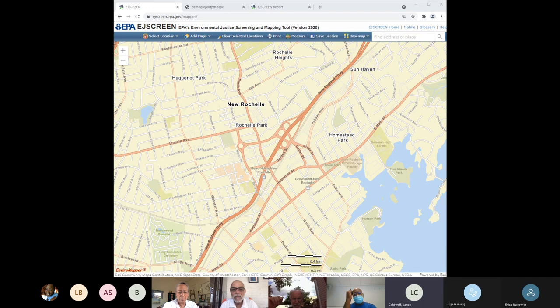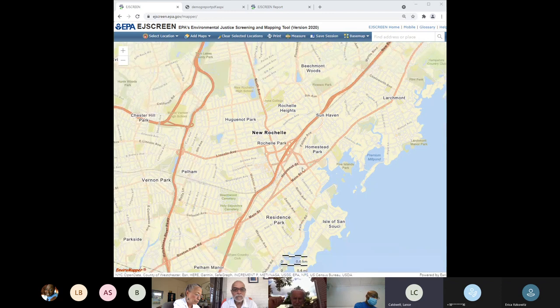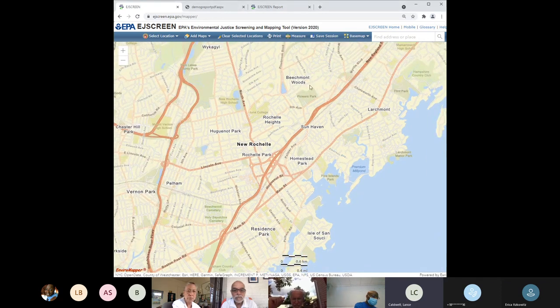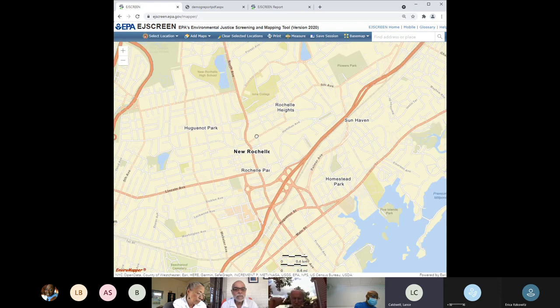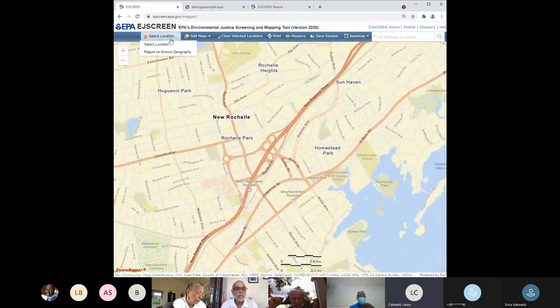Another reminder, just as Tawana mentioned, the purpose of EJSCREEN is to help you screen for the presence or absence of potential environmental justice concerns. So it's strictly a screening tool. The purpose of it isn't to give you answers, it's to help you ask better questions about an area. So here we are in New Rochelle, and you can go anywhere in the United States with this. To select a location, you can either select it on the map or you can type in an address.